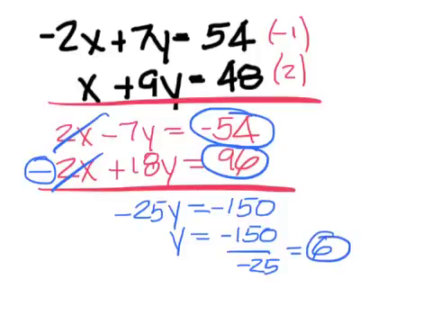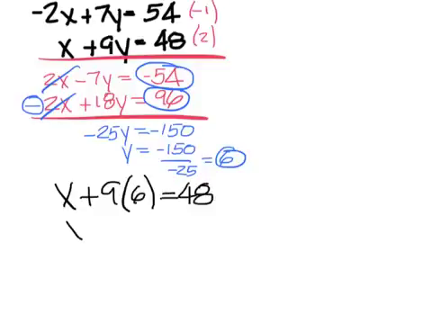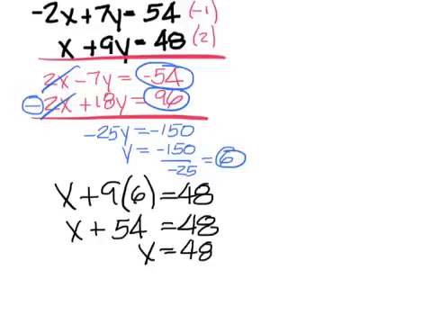All right, which equation are you going to choose to plug that 6 back into? Second one looks like it's easier to me, so we'll try the second one. The second one is x plus 9y, but we found y to be 6, so that's what we're putting in. So x plus 54 equals 48, and subtract that 54 from the right side to get your answer, which is going to be what? Negative 6. What's my final answer?